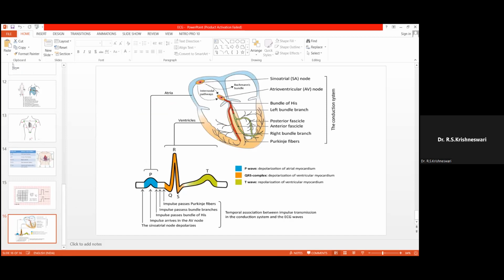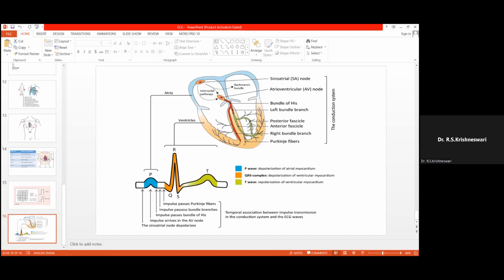So next, regarding the waves of ECG. By this slide, we'll be completing today's session. This is regarding the basics of ECG, and this is the last slide, and this is also very, very important. I took only the important points as far as ECG reading is concerned.